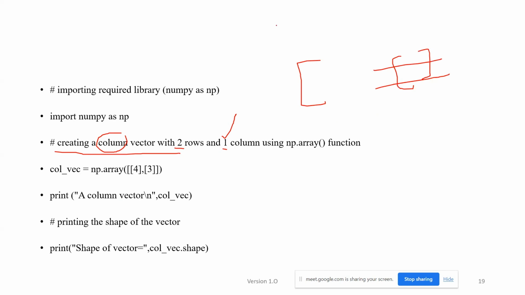In our Python programming, to declare this, we are using the NumPy library. Using the NumPy library, we are doing all our mathematical calculations.